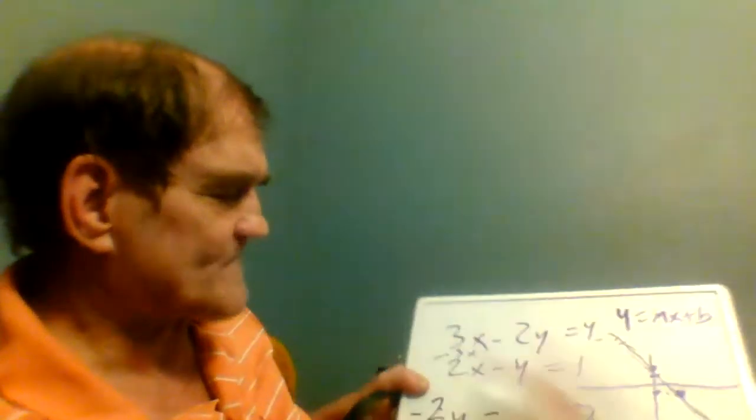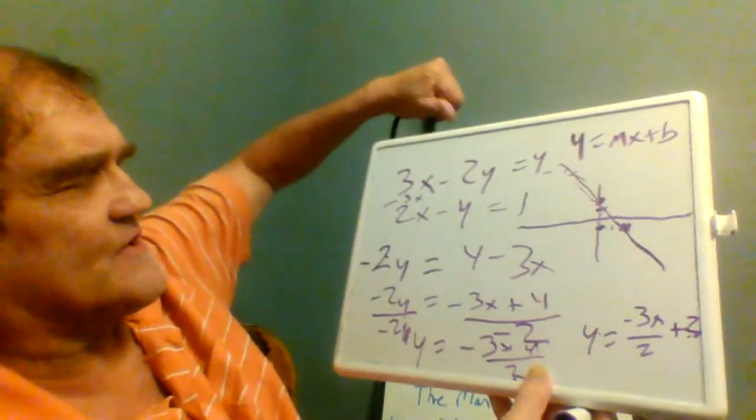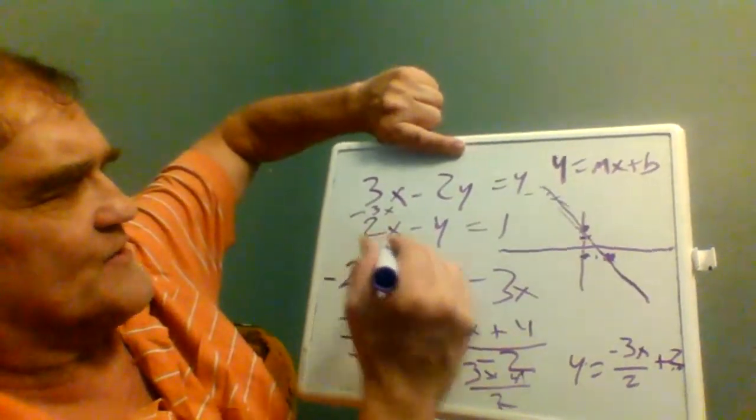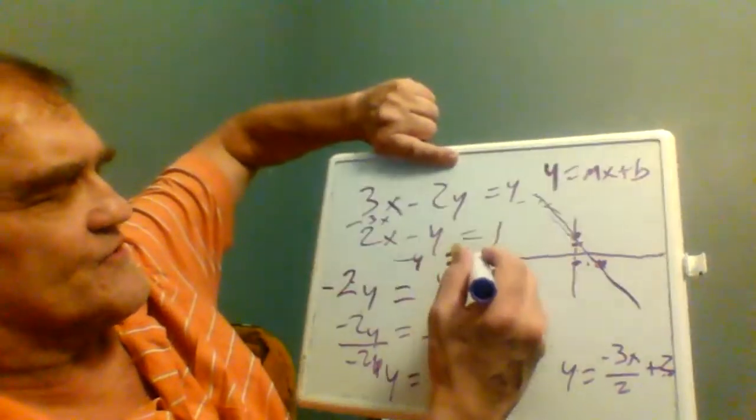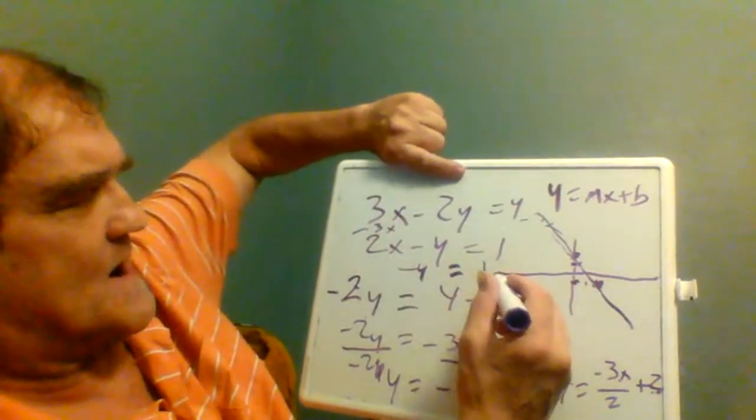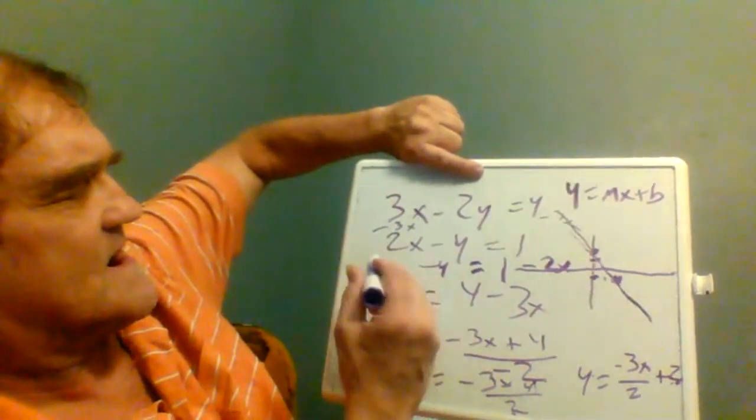Now, this one here is 2x minus y is equal to 1. What do you do with that? You want to do the same thing. You want to make this negative y equal to 1 minus 2x. Let me go ahead and erase this a little bit so it gets a little more clear.